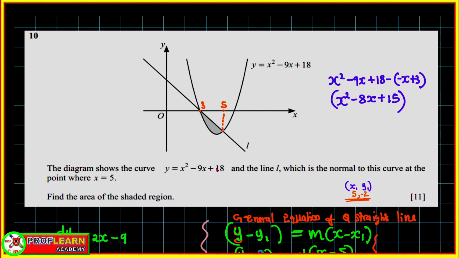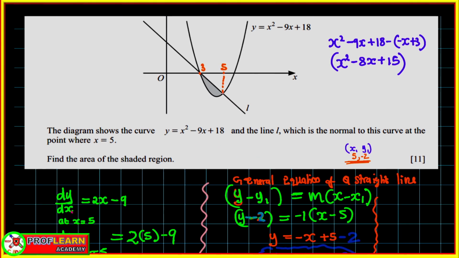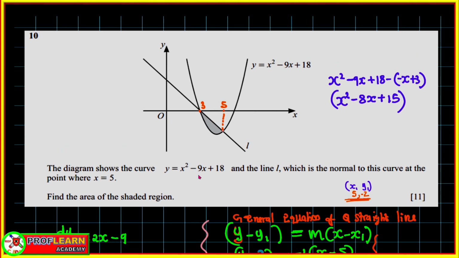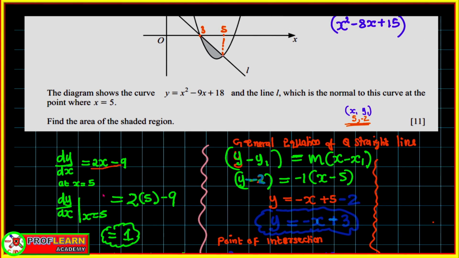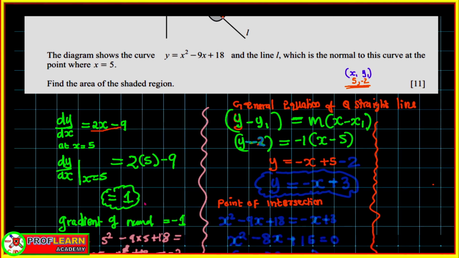Then we have question number 10. The question comes from calculus, and that is area under curves. The diagram shows a curve y equals x squared minus 9x plus 18. The line L is a normal to the curve at the point where x is equal to 5. So if you do dy/dx of this curve, you can get the gradient function, which is going to be 2x minus 9. Then if you substitute that, you are going to get your gradient being equal to 1.